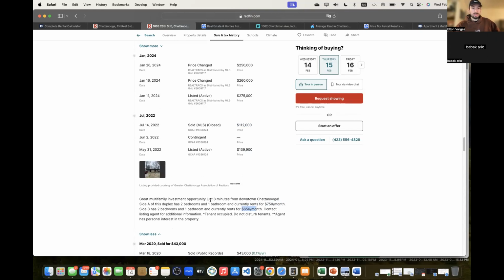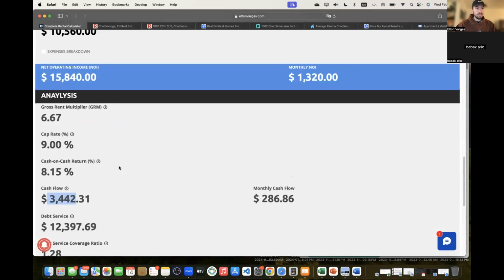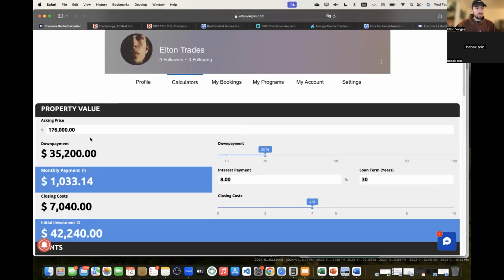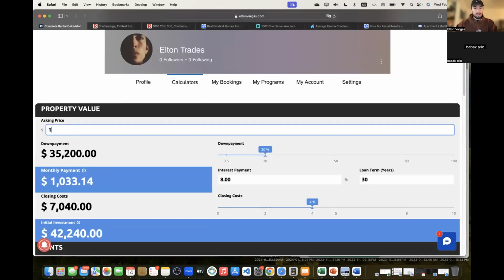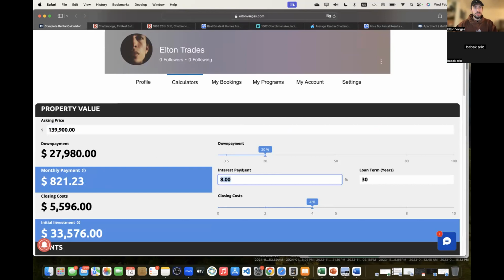If these are the same tenants from that time, let's play with those numbers. The property was 139,750 and 656. Let's break it down. So 139,900. In 2022, the rates were kind of high at the time as well. Actually, no, they were still low. 2022, man, I don't know what the rates were at that time.